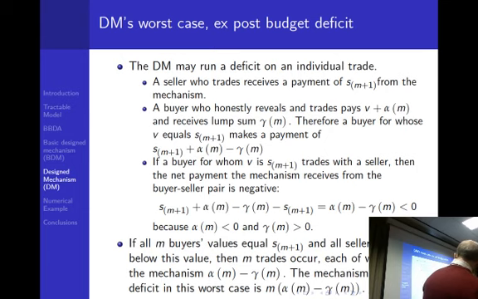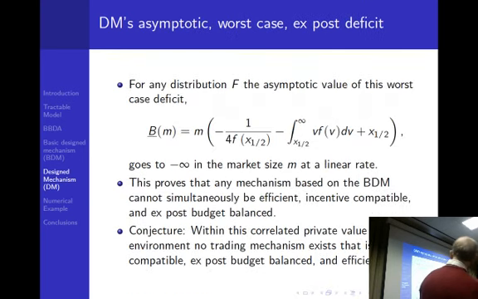So in other words, in the worst case, every buyer could have a value of S_{m+1}. Now that's highly unlikely, of course, but m times this difference here is our worst case, and so G, the asymptotic value of the worst case deficit, is just m times this. Well, that's a terrible number. It just blows up linearly to infinity. It does not go away.